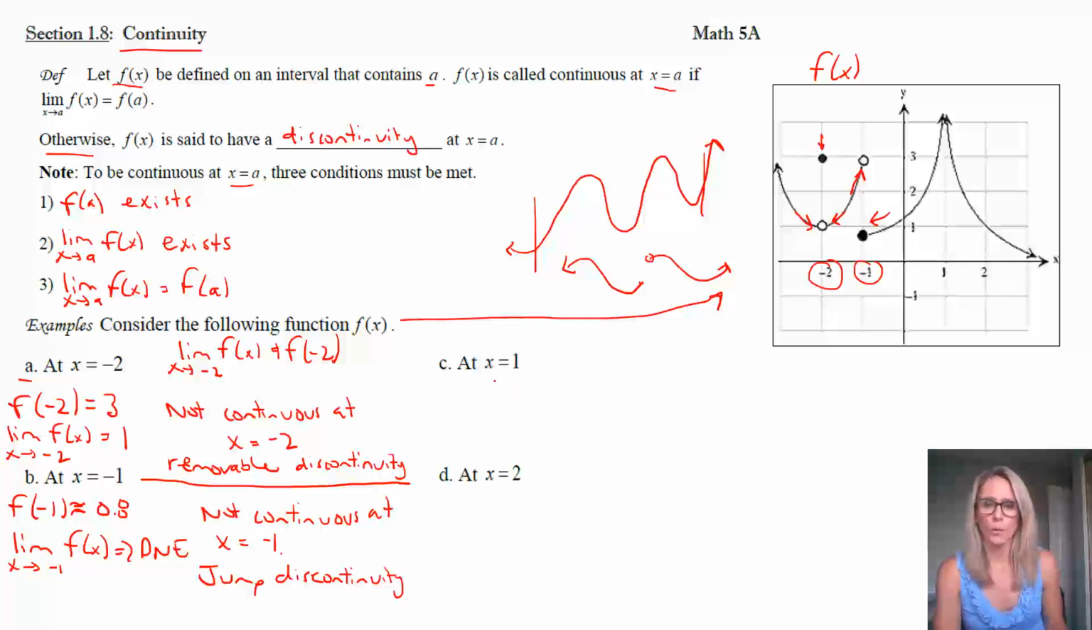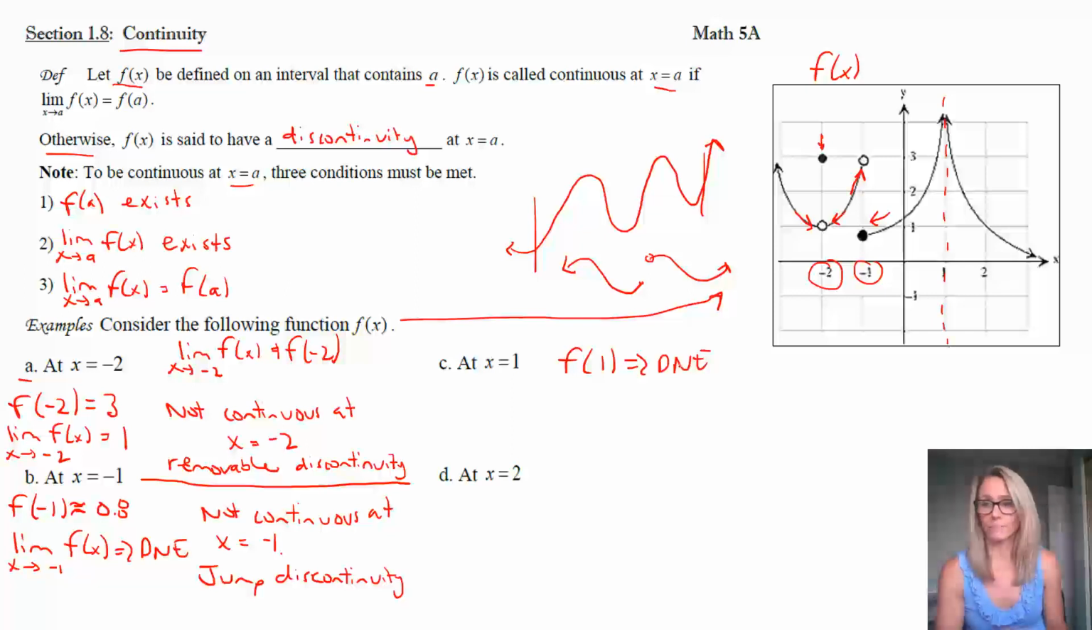Now at x equals 1, let's take a look. What is f of 1? So taking a look at where we have 1, hopefully you notice we've got an issue here. We've got a vertical asymptote, and there is no value at f of 1. This value does not exist.